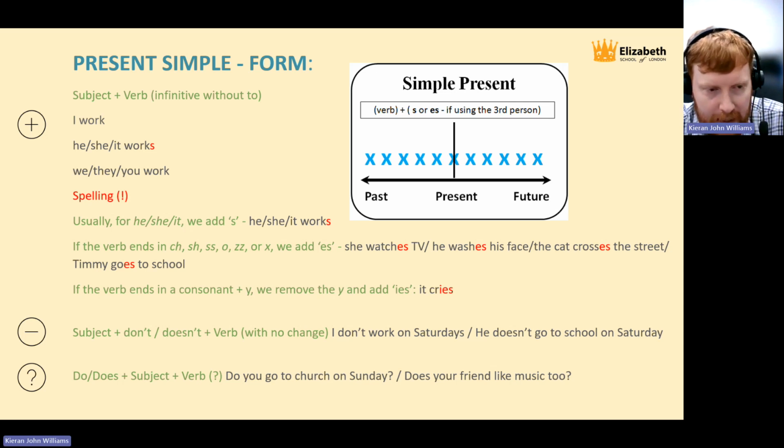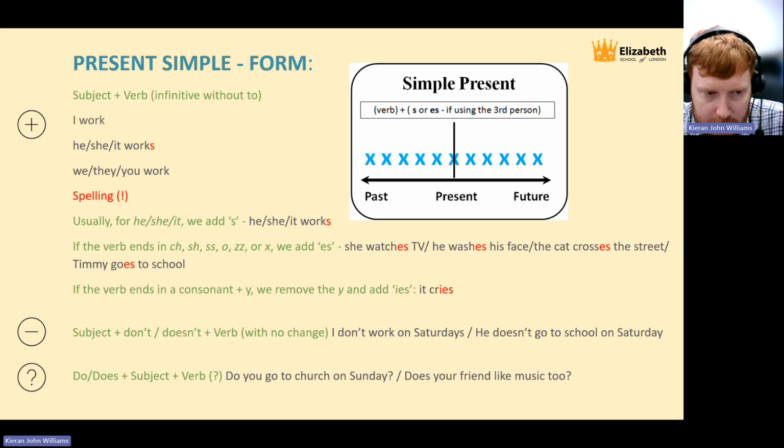Then if we're having a look at the negative, we use the subject again. I, he, she, it, we, they, you. Then we use either don't or doesn't. And then we use the verb again in the infinitive, but it doesn't change. Okay. So if we're again talking about work, it would be I don't work or he, she, it doesn't work. Okay. So for this, it follows the same pattern as the positive one. So it would be I don't work, we, they, you don't work, but he, she, it doesn't work here. Okay.